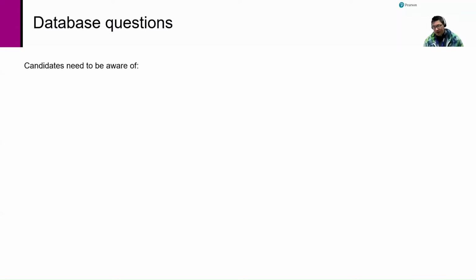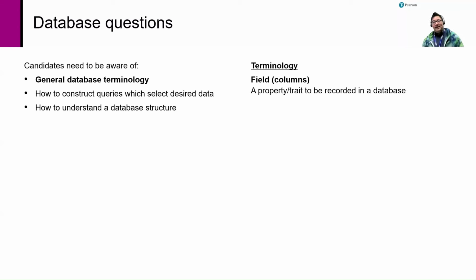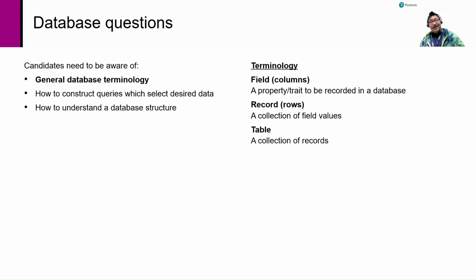Now, databases. Candidates need to be aware of general database terminology, how to construct queries which select desired data, and how to understand a database structure. I'm going to blitz through this because I'm very aware I've only got 15 minutes left. So first off, terminology for databases. They need to know what a field is. A field is usually represented by columns. It's a property or a trait that's recorded in the database. A record, that's usually the rows. That's just a collection of field values. A table is simply a collection of records.